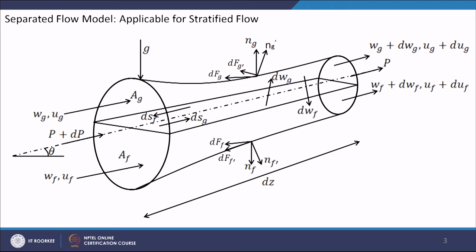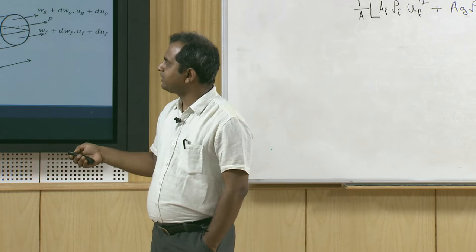So, let me explain the other terminologies over here. You can see we have considered that the mass flow rate for the liquid is Wf and velocity for the liquid is Uf. Whenever it is exiting from the pipe, the mass flow rate changes to Wf plus dWf and velocity changes to Uf plus dUf. Similarly, for the gaseous phase, Wg and Ug are at the entry and Wg plus dWg and Ug plus dUg are at the exit. Now, let us talk about pressure. As we know that pressure is dropping, at the inlet the pressure is P plus dP and obviously at the exit it will be dropping down to P.